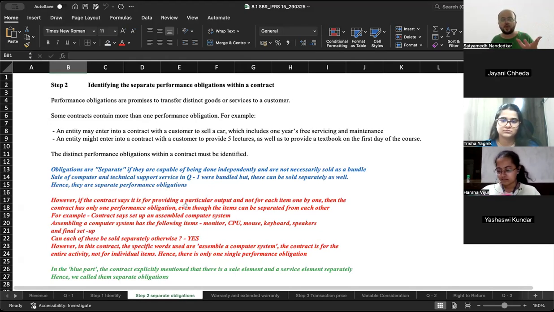If I tell you that the total fees for the AFM batch is 18,000, it will include regular teaching, revision, and mock feedback. So there are three separate performance obligations. I can sell these separately also. I can sell these together also. So if they are sold together as a combined price of 18,000, that doesn't mean that they are merged into one obligation. They are still very much three separate performance obligations which can be done independently, and it is not necessary for you to sell them as a bundle.